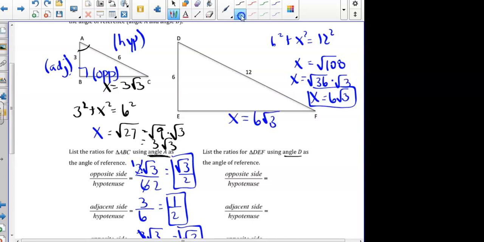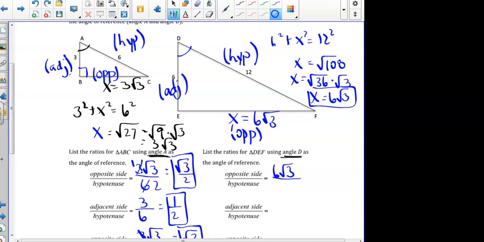So now they're saying that our reference angle is angle D, and they're asking us from this reference angle to find the opposite over the hypotenuse. So again, the opposite side of that angle is side length EF. The adjacent side will be side length DE, and the hypotenuse will be side length DF. So the ratio of the opposite side over the hypotenuse will be 6 root 3 over 12, which we can simplify. 6 goes into 6 once, and 6 goes into 12 twice. So root 3 over 2.